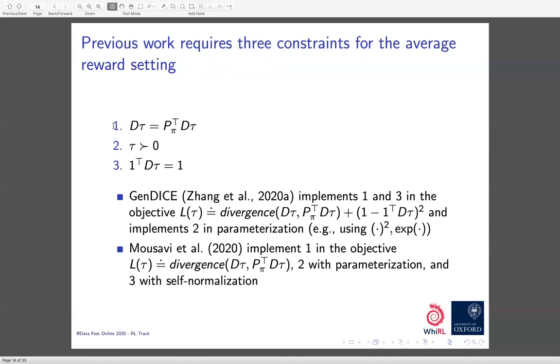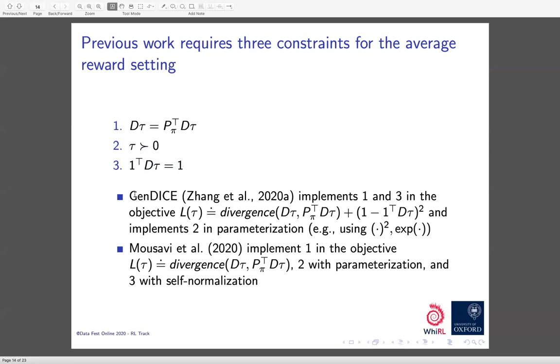So the first one is the backward Bellman equation, and the second one is a positive constraint. So basically, tau is a ratio of 2 distributions. So at least it should be larger than 0. So we want to make sure that tau is greater than 0. Here, this is element-wise comparison. And because tau is the ratio of 2 distributions, it should be properly normalized. So we want to make sure that this product equals 1. This is called the normalization constraint.